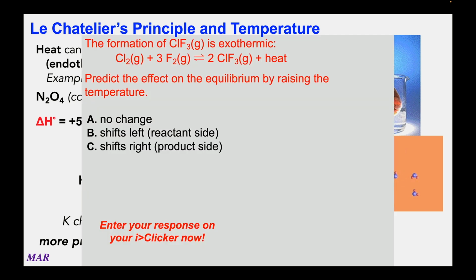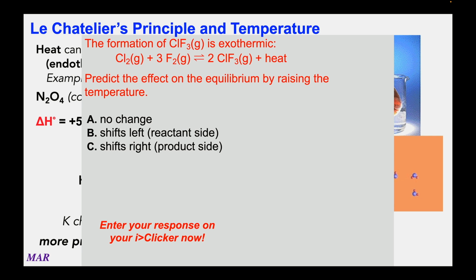So this reaction has chlorine reacting with fluorine to make two ClF3s, two chlorine trifluorides. And notice that heat is a product. Heat as a product means that it's exothermic. That means your delta H is going to be negative. So think about that in the back of your mind.